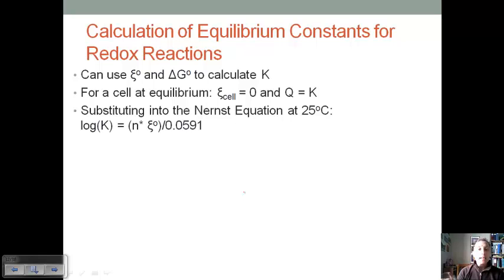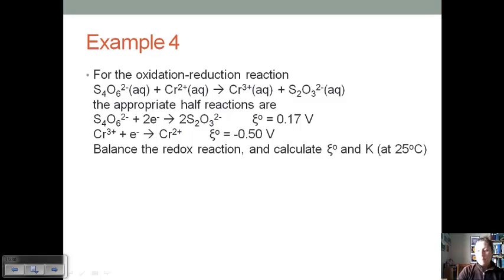And so we can take that relationship and substitute it into the Nernst equation at 25 Celsius, and we basically get that to find the equilibrium constant, or K, we can take the log of K is equal to n times the cell potential divided by 0.0591. So let's look at an example of that. So for the oxidation reduction reaction, and I have it written here, it's broken up into the half reactions for us. We want to balance it and calculate the cell potential and K.